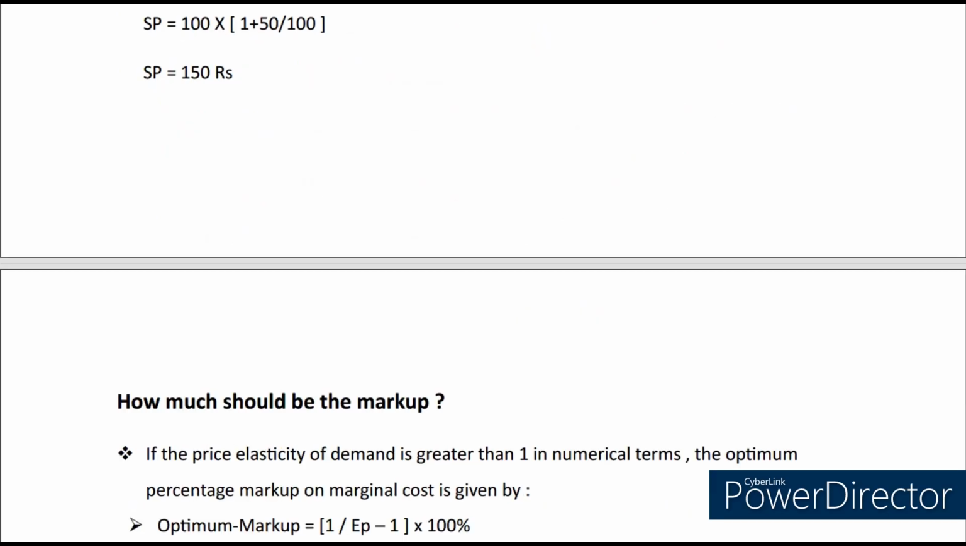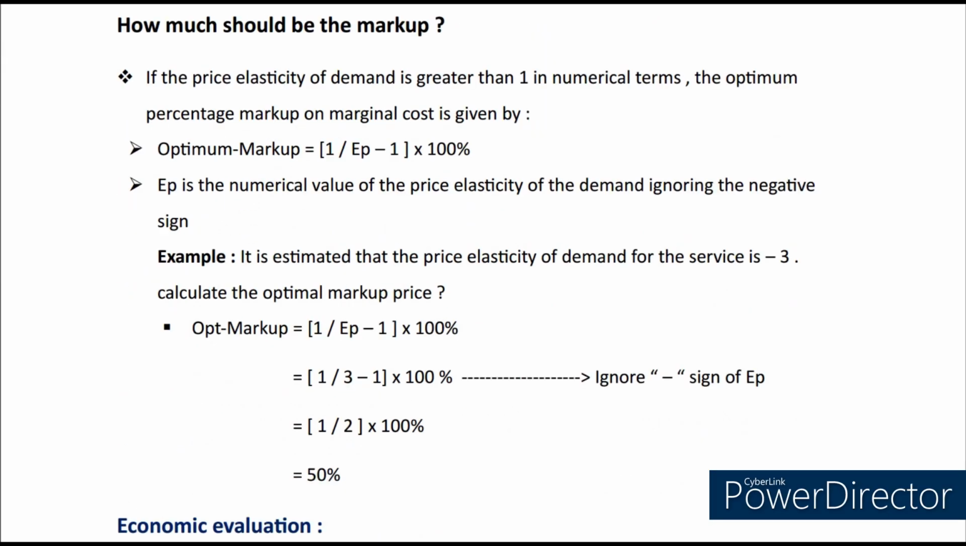Now, how much should the markup be? Because in the previous question it was given directly as 50%, but how do we calculate that exact percentage? For that you need to understand one concept. If the price elasticity of demand is greater than 1 in numerical terms, the optimum percentage markup on marginal cost is given by a formula, that is 1 by EP minus 1 multiplied by 100%. What is EP? EP is the numerical value of the price elasticity of demand. We have already talked about price elasticity of demand, right? PED. So EP is nothing but the numerical value of the PED, ignoring the negative sign.